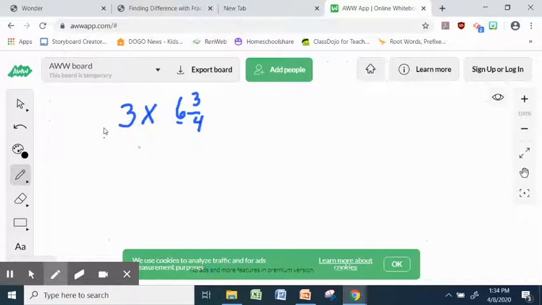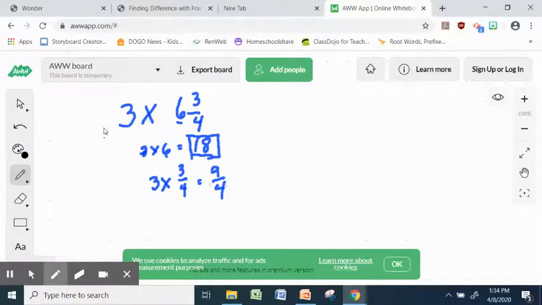Okay. So I'm going to multiply 3 times 6. That would be 18. So that's my whole number answer. So I'm just going to put a square around that so I won't forget about that. So now I'm going to multiply my 3/4 3 times. So 3 times 3/4 would be 9/4. 3 times 3 is 9, and then I just copy the denominator.